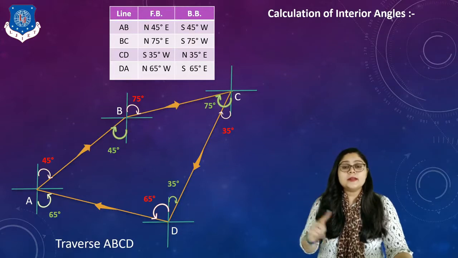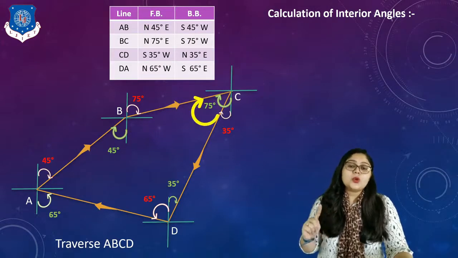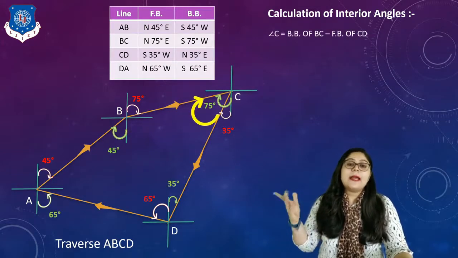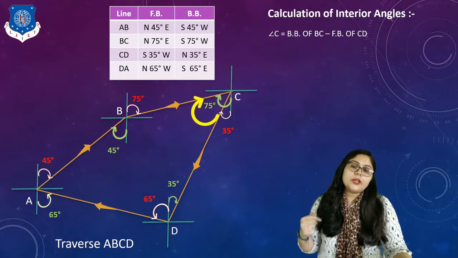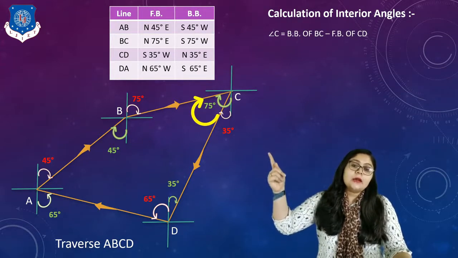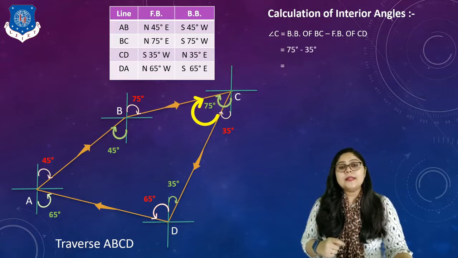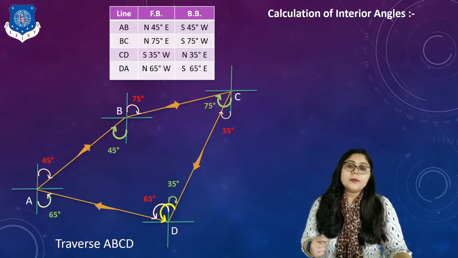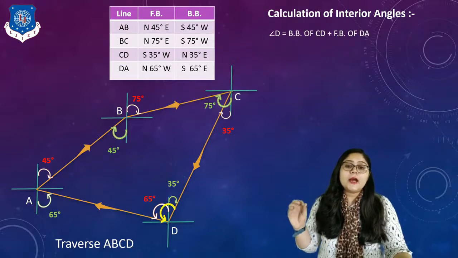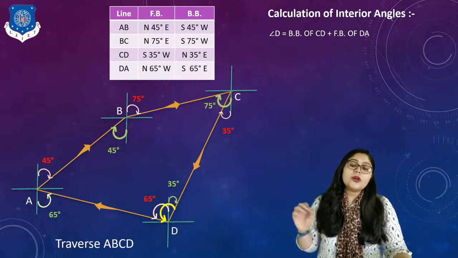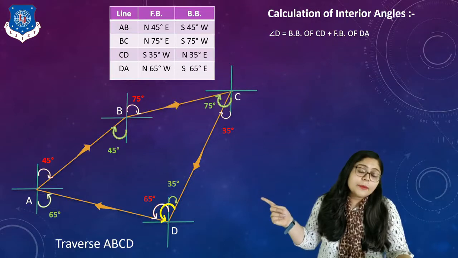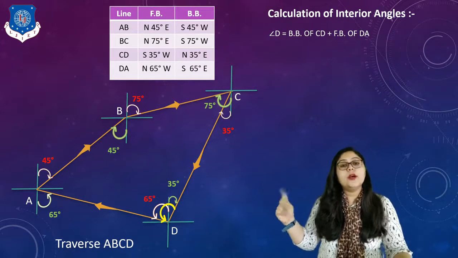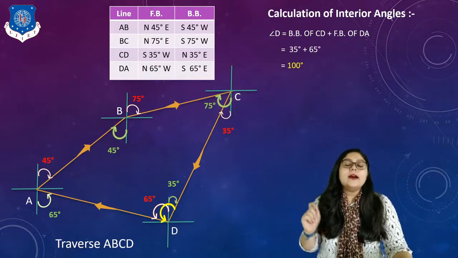Now let's discuss angle C. Angle C can be calculated as back bearing of BC minus forebearing of CD, as shown in this traverse, right? So now I get the value as 40 degree. And lastly, angle D. To calculate angle D, I have to do the summation of these two angles, the back bearing of CD and the forebearing of DA. So my answer is 100 degree.